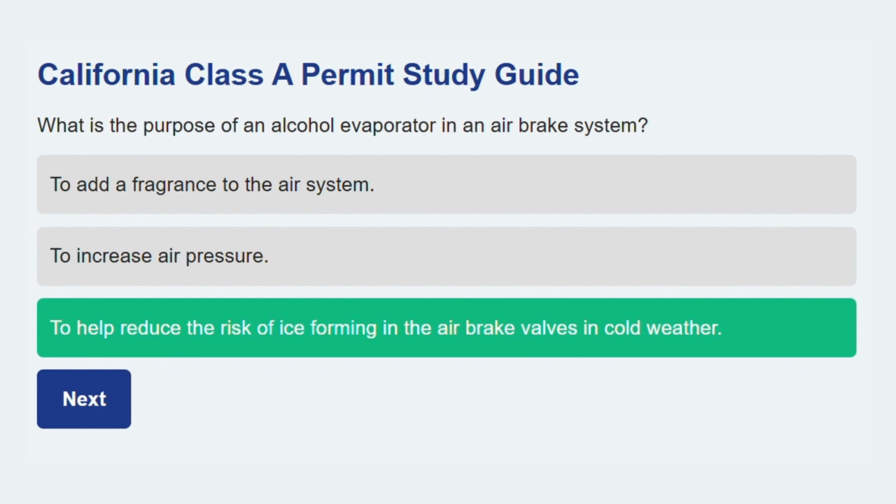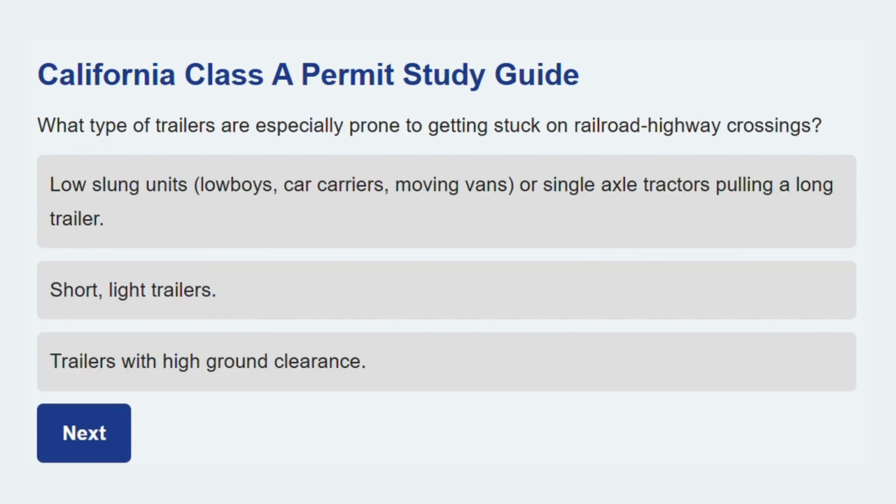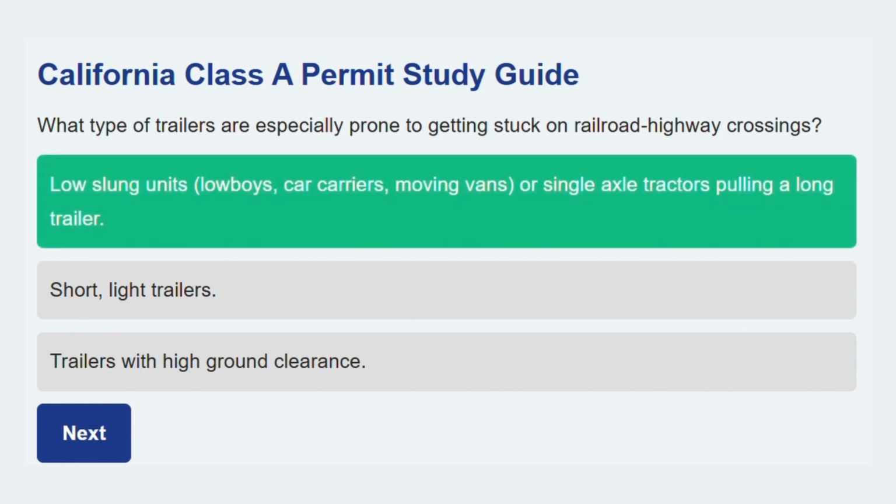Moving on. What type of trailers are especially prone to getting stuck on railroad highway crossings? Low slung units, lowboys, car carriers, moving vans, or single axle tractors pulling a long trailer. Their low clearance can cause them to bottom out on raised crossings.